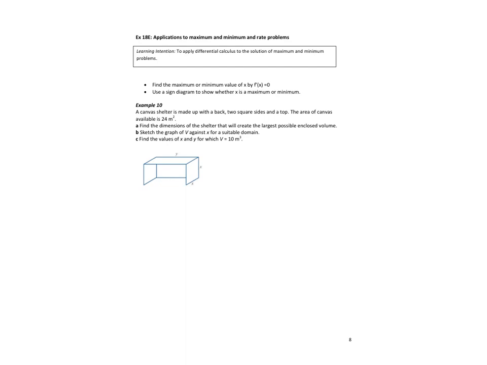The canvas shelter is made up with a back, 2 square sides and a top. The area of canvas available is 24 meters squared. Find the dimensions of the shelter that will create the largest possible volume. So we've got the volume of like a box really, isn't it? So we know that volume is equal to length by width by height. Okay, and in this case, we've got x by x by y, which is equal to x squared y.